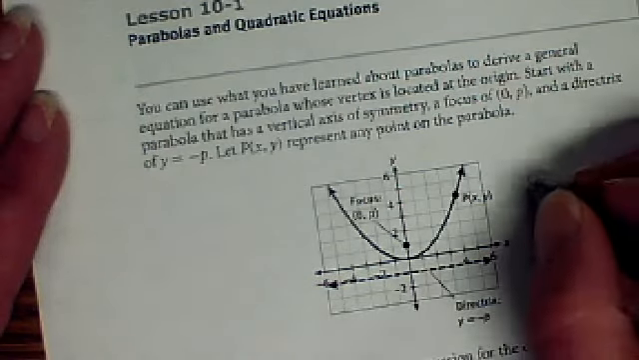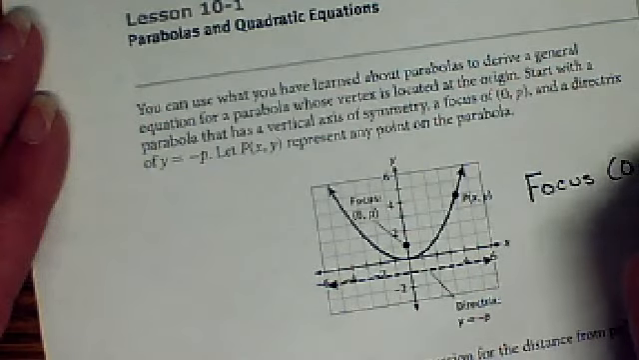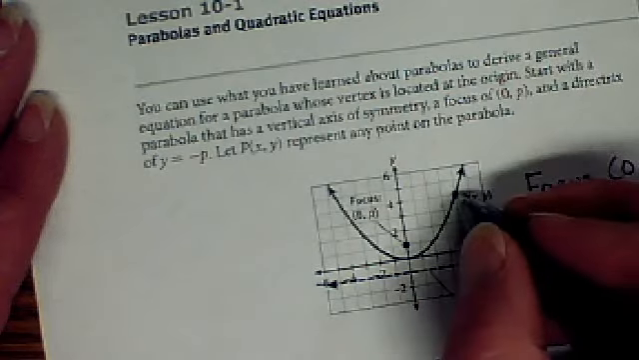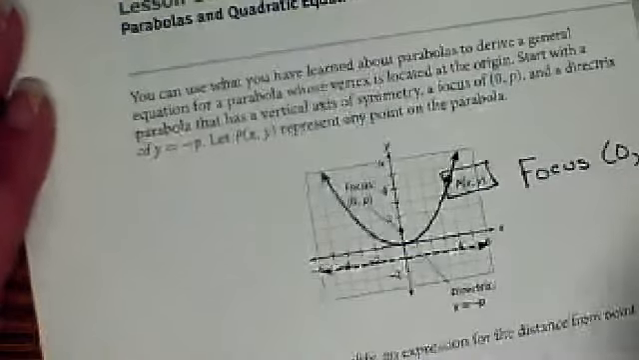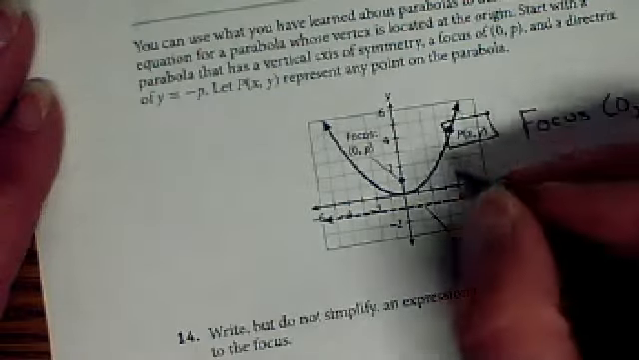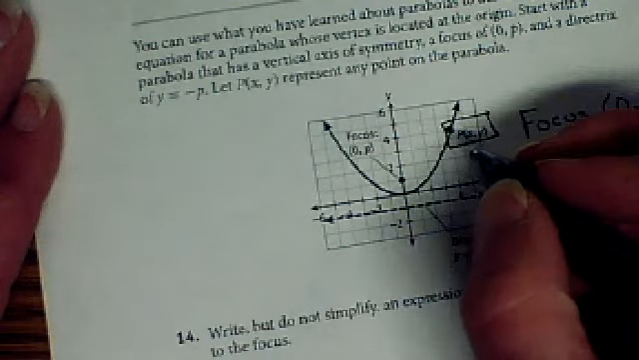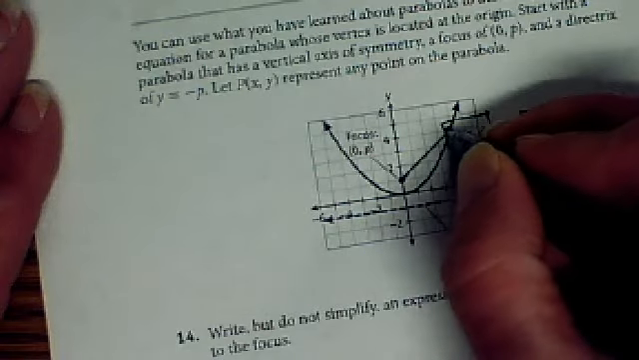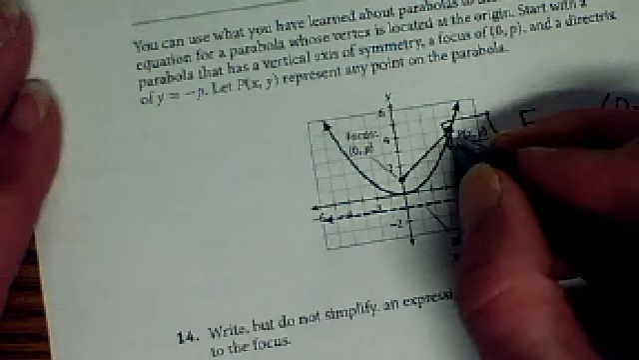So if we have the focus at 0, p, and let's say we have any point on the graph, point P, which is going to be x comma y. Now we're saying that every point on a parabola is the same distance from the focus as it is from the directrix.